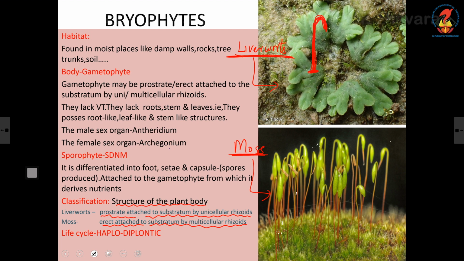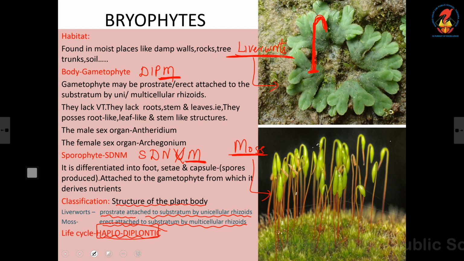And the life cycle is haplodiplontic. Now can you say why we have to say it is haplodiplontic? As I told you, the two phases: the gametophyte is DIPM, the sporophyte is SDN. It should have been U, but instead of U it became M, just because it is multicellular like the gametophyte. The life cycle becomes haplodiplontic. So you understood why it has become haplodiplontic.